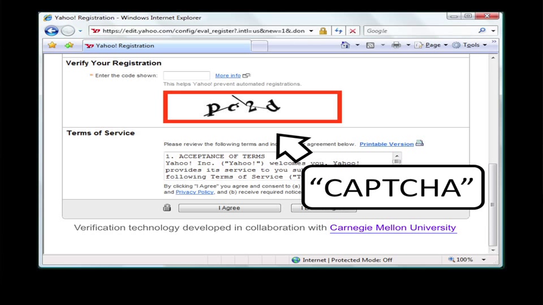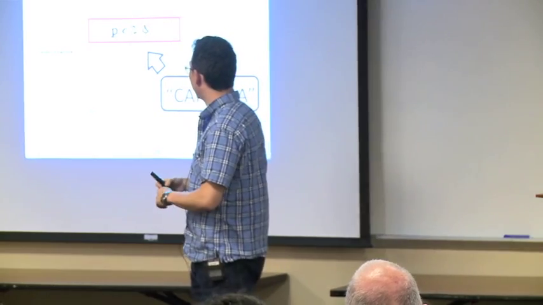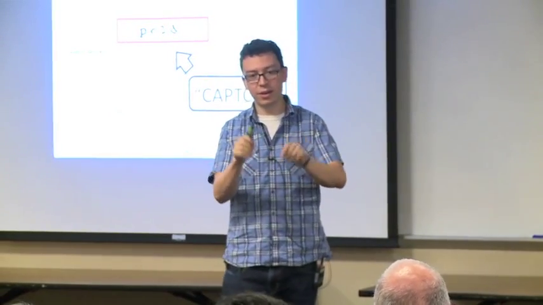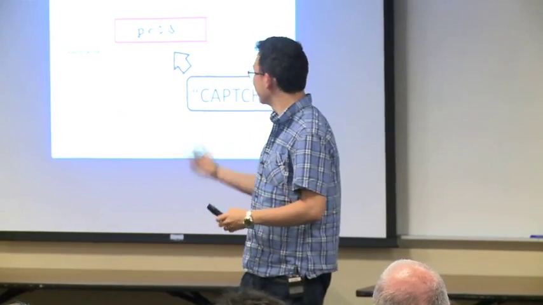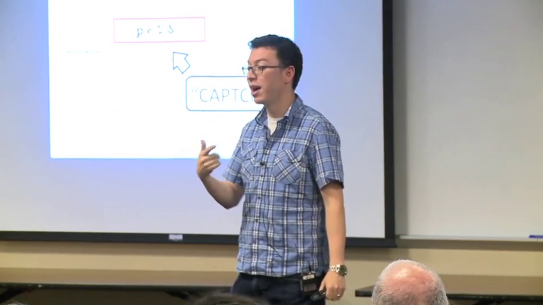The reason it works is because humans can read these distorted characters, not always, but sometimes, whereas computer programs can't do it as well yet. So for example, in the case of Ticketmaster, the reason you have to type these characters whenever you're buying tickets online is to prevent scalpers from writing a program that can buy millions of tickets at a time.